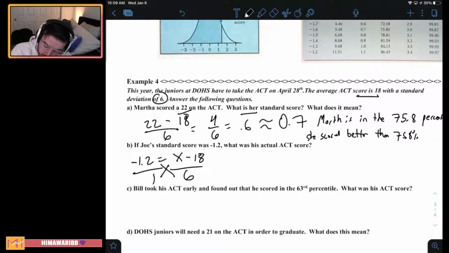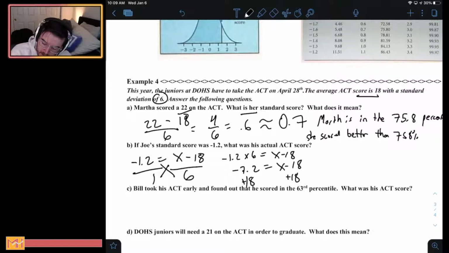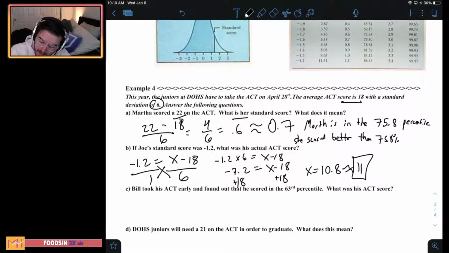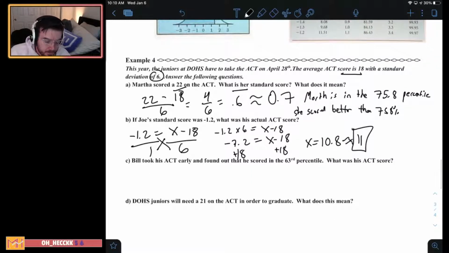Negative 1.2 times 6 equals x minus 18. Negative 1.2 times 6 is negative 7.2. Add the 18. X equals 10.8, which means he got approximately an 11 because you can't get decimals. So he got an 11 on the ACT. Not too hot. Not very good.